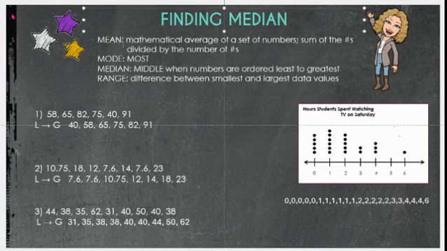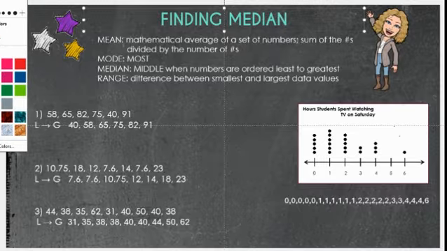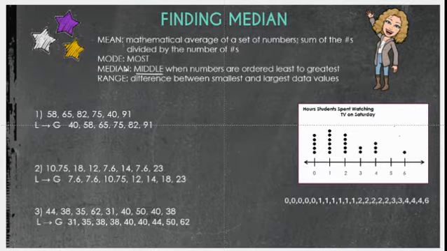Okay, in this lesson, we're going to look at finding median, and we're going to use the same examples that we used for the mode lesson. The median, as we stated in some of the other lessons, is the middle number. Median is the middle number when the numbers are in order from least to greatest.